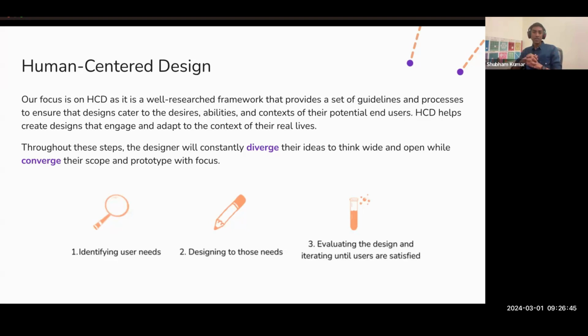So there are three steps in HCD. The first one is identifying user needs. What do they need? The second thing is designing to those needs that you just identified. And the third one is evaluating and iterating until the users are satisfied. So it's a fairly straightforward process.